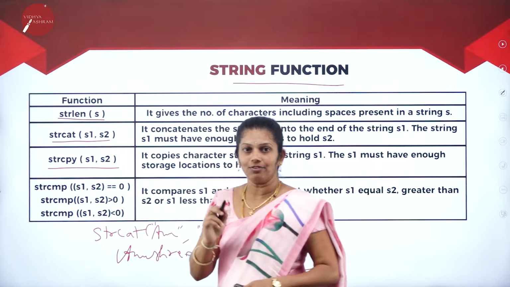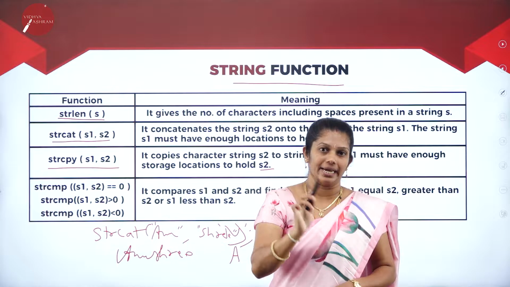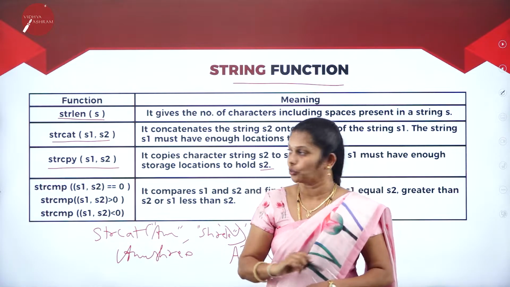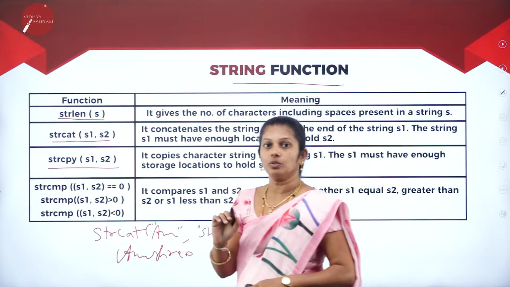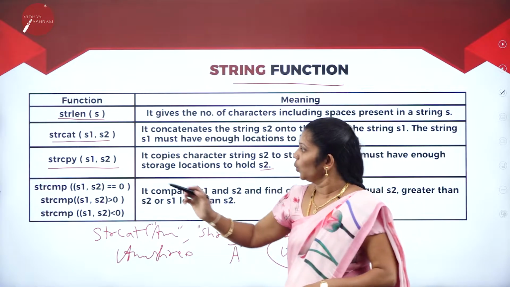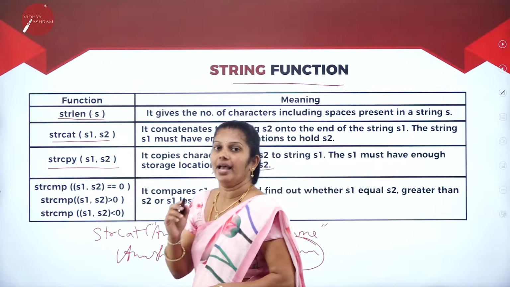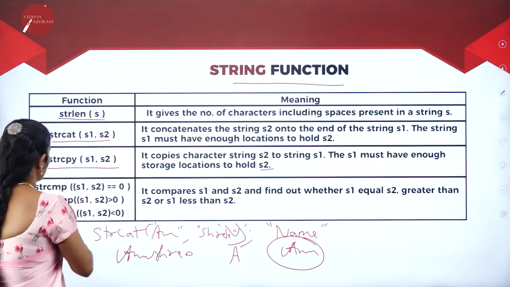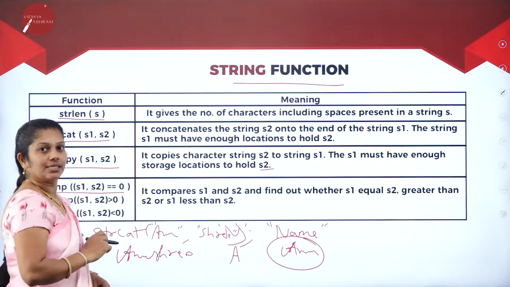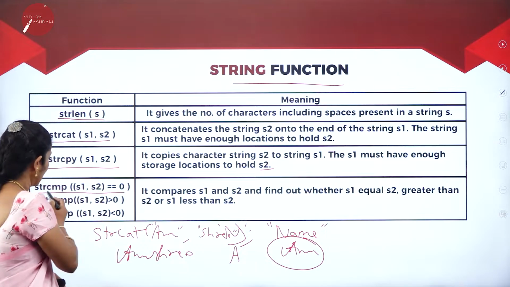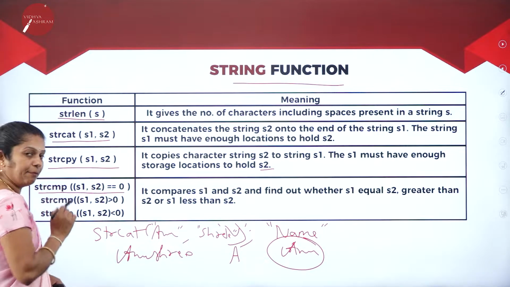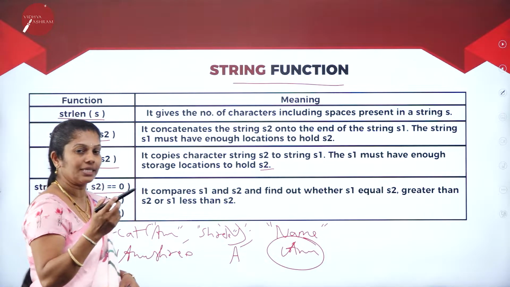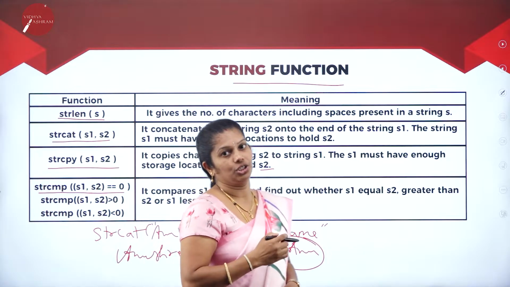Whereas string length function helps to count how many characters are there, including space also. Whereas string cat helps to combine two strings, whereas string copy function helps to copy from one string to another string. And the next one, string compare. While writing we only write strcmp, but while pronouncing it we say string compare function.